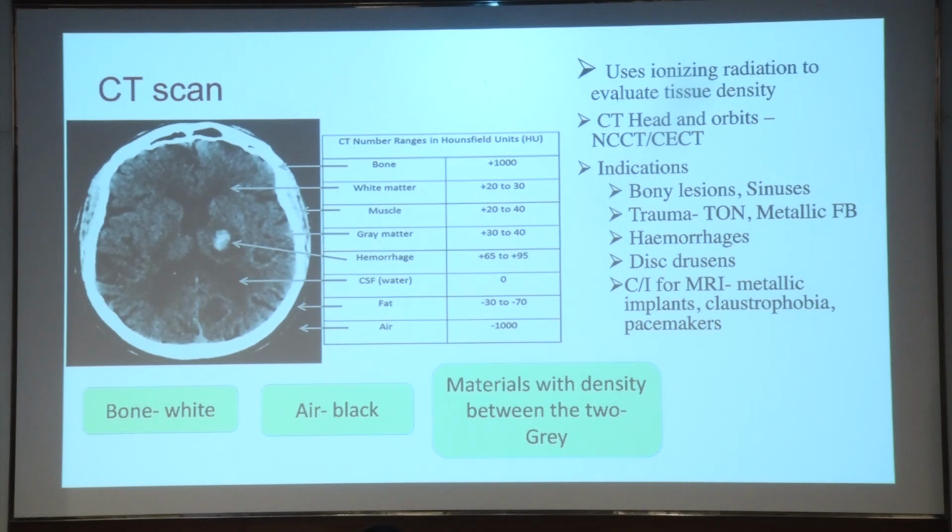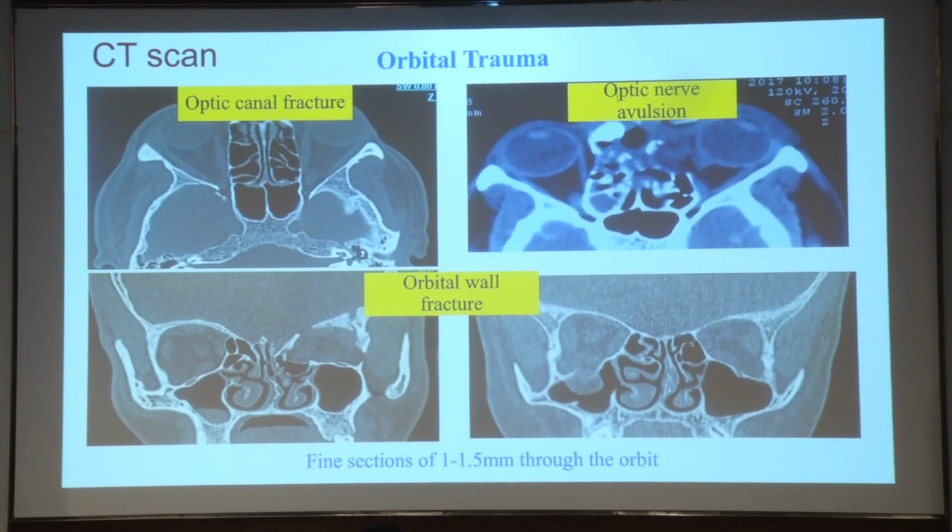So what are the specific indications where CT is preferred over MRI? It's bony lesions, when you want to rule out sinus lesions, traumatic cases, hemorrhages, and when MRI is contraindicated, like metallic implants and claustrophobia. So look at these pictures. A case of trauma comes to you, orbital trauma, head trauma. The investigation of choice is a non-contrast CT of the head and orbits.